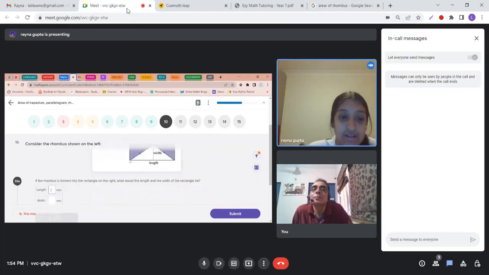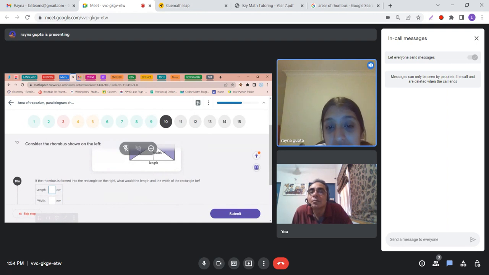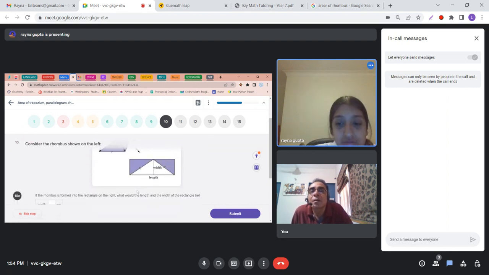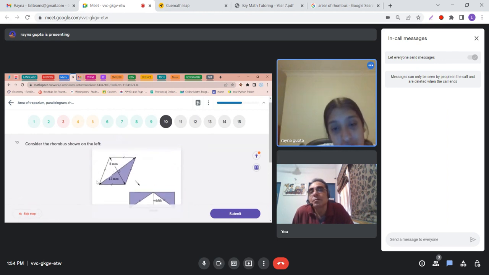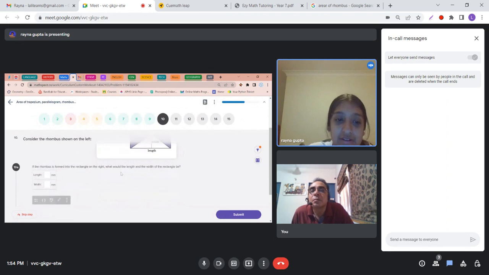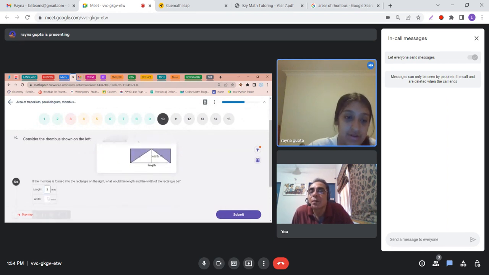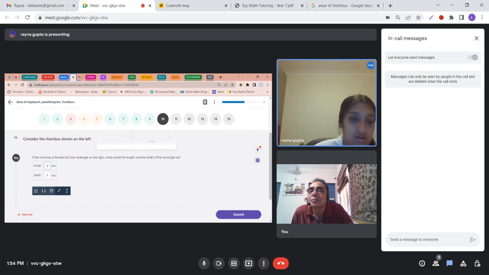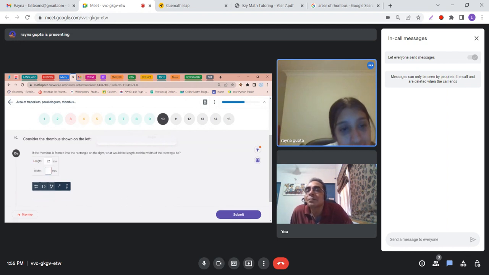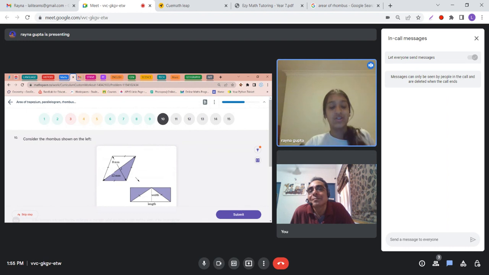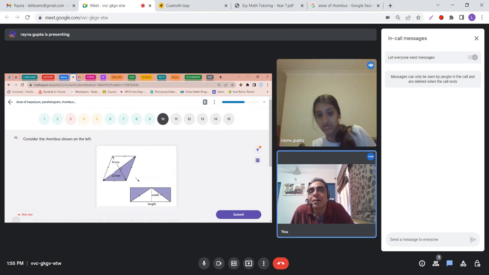This is the next one. This is the rhombus. If the rhombus is formed into the rectangle on the right, with the length and the width of the rectangle, so the length of the rectangle would be the same. So it will be 12 and 8. 8 and 12. Okay. Oh wait. Wait, what? It says it's wrong. How did you calculate the 8 factor?